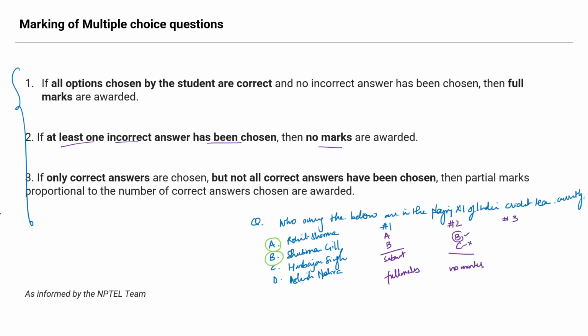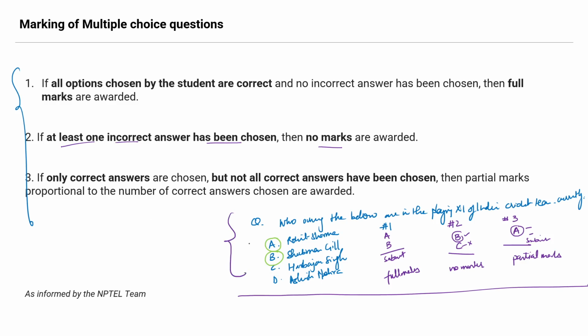And then you have scenario 3. If only correct answers are chosen, but not all correct answers have been chosen, then partial marks. So if I select only A and I submit, in this case, I'll get some partial marks because I've chosen the correct answer, but I have not chosen both the correct answers. So I'll get some partial marks. Okay. So I believe now this particular aspect is clear.